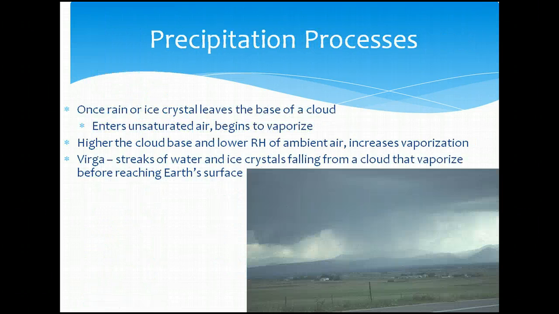Regardless of the mechanisms of formation, once a falling raindrop or even snowflake leaves the base of a cloud, it enters unsaturated air and thus begins to vaporize. The longer the distance to the Earth's surface, that is, the higher the cloud base, and the lower the relative humidity of air beneath the clouds, the greater is the quantity of rain or snow that vaporizes. This is one of the reasons why highlands, being closer to the base of clouds, usually receive more precipitation than lowlands do.